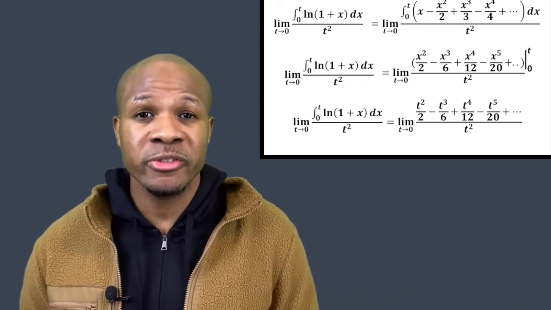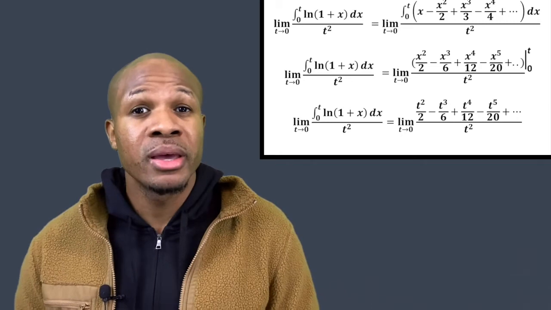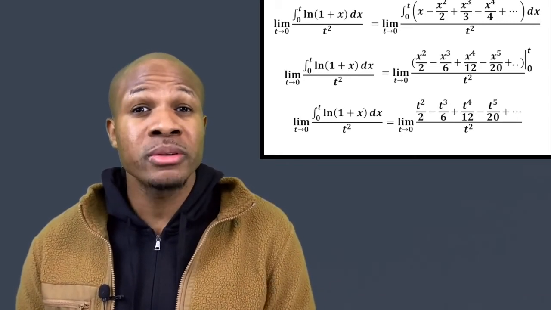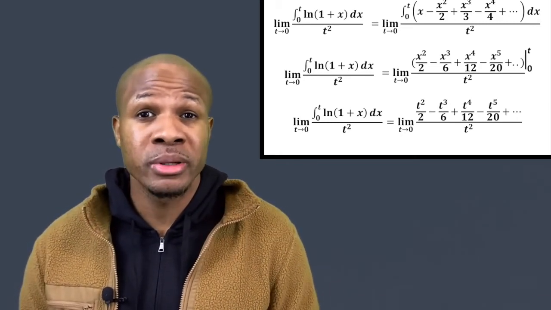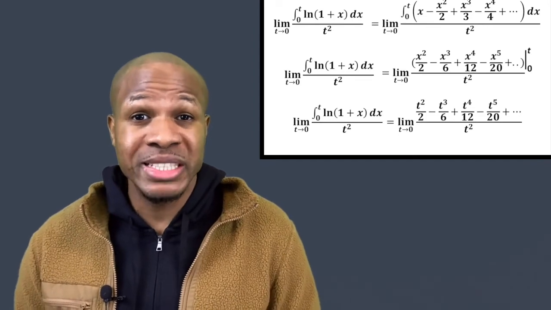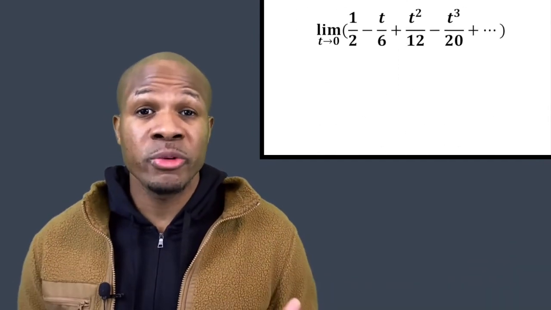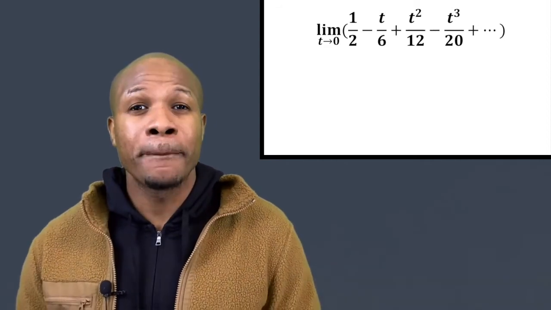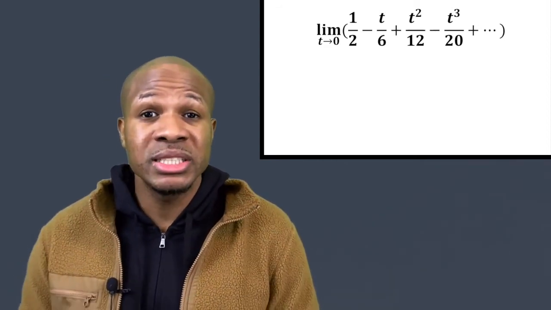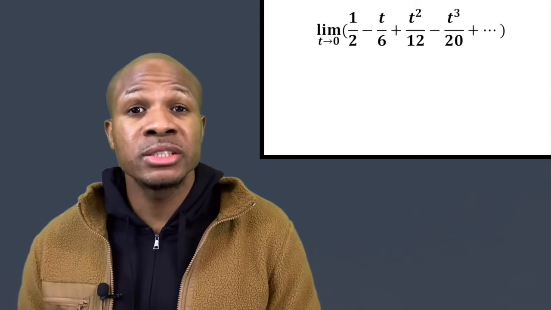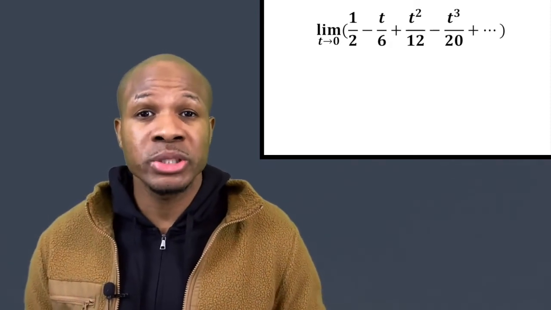Now this is perfect because we have gotten rid of the integral. What we have up top is a polynomial, and what we have on the bottom is a polynomial, and they're both polynomials of t. We can just divide the top by t squared and see what we get. When we divide by t squared, we get 1/2 minus t over 6 plus t squared over 12 minus t to the 3 over 20 plus etc.